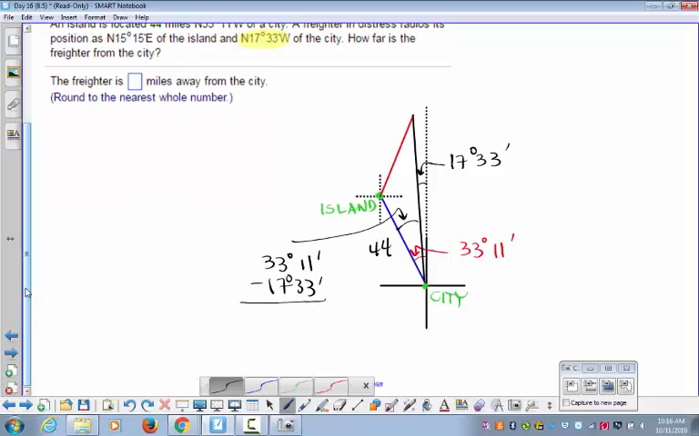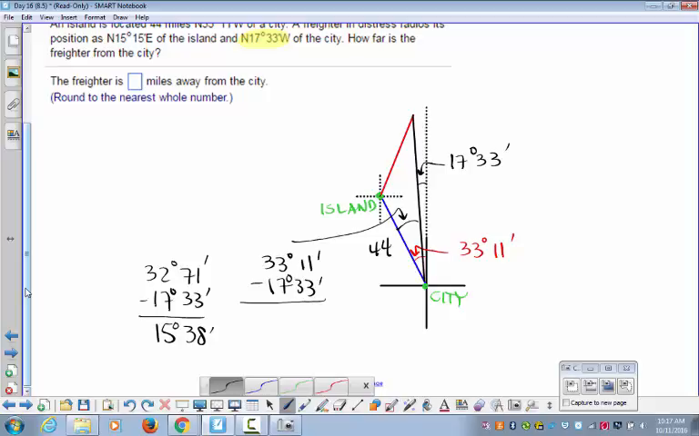All right. Those minutes are less than those minutes, so we can't subtract directly, so we have to do some borrowing. So we're going to make that 32 degrees, and we're going to take 1 degree and turn it into 60 minutes, and 60 plus 11 is 71, so we're going to have that. All right, so now we can subtract. 71 minus 33, what's that, like 38? And then 32 minus 17 is 15. So that is an angle in the triangle. Is everybody okay with that? That is in the triangle.